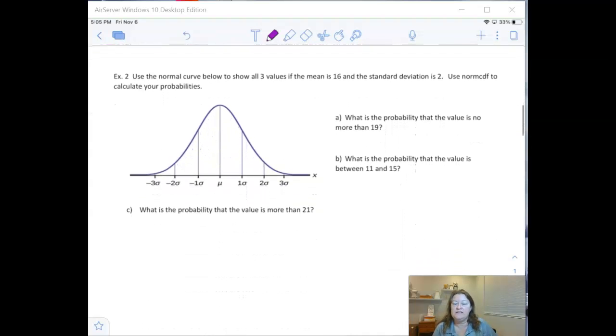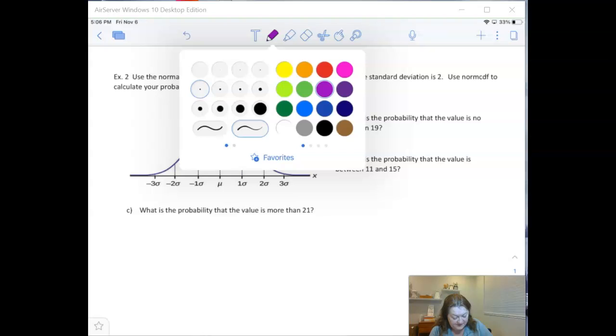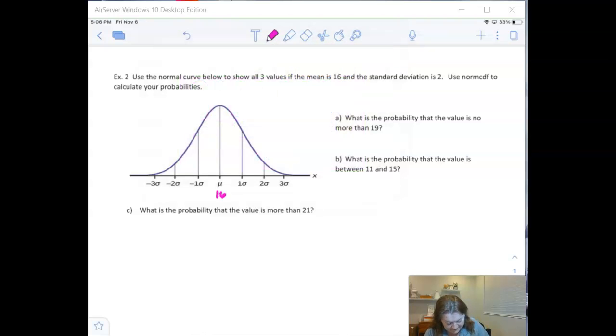Okay, so the next thing we're going to do is use these for a few places where we're not going to necessarily always get those standard deviation markers. So this one says use a normal curve below to show all three values if the mean is 16 and standard deviation is 2. So in the middle, our average is 16, our standard deviation is 2. So this would be 18, 20, and 22 to go out 3 standard deviations, and 3 standard deviations this way would be 14, 12, and 10. Okay, so we've got everything labeled.